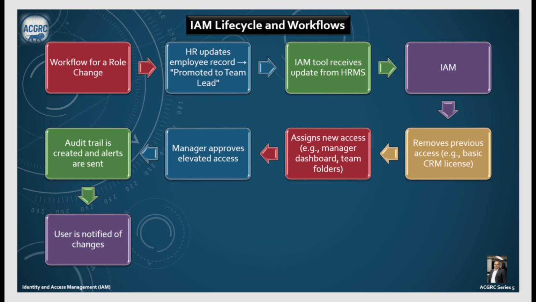Let's look at the workflow for a role change. HR updates the employee record, for example promoted to team lead. The IAM tool receives updates from HRM. IAM removes previous access and assigns new access. Then the manager approves elevated access. An audit trail is created, alerts are sent, and the user is notified of the changes.